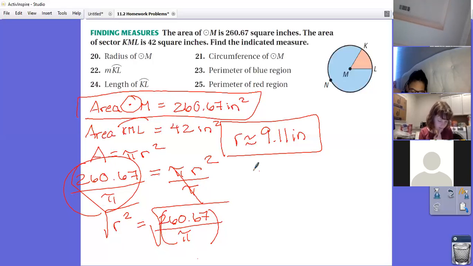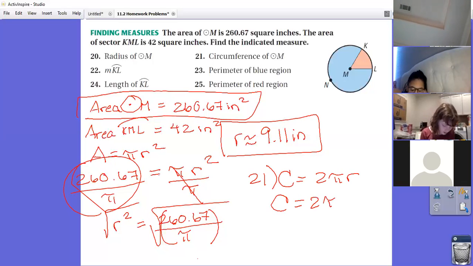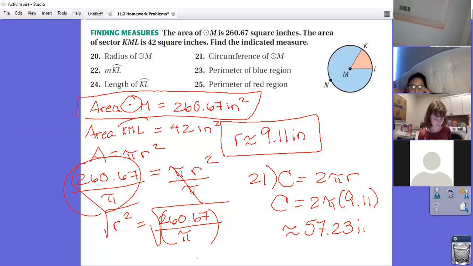And then for 21, because now these questions build on each other, we found the radius in number 20. So in number 21, circumference is 2 pi r. Now that I have the radius to find the circumference, I'm just going to use that number and plug it in. So the approximation for the circumference is 57.3 inches for that.